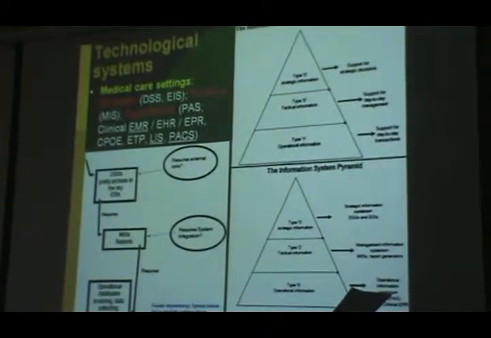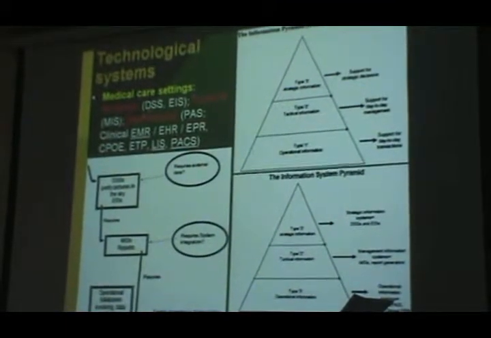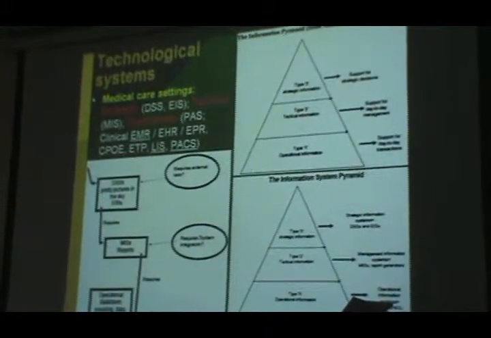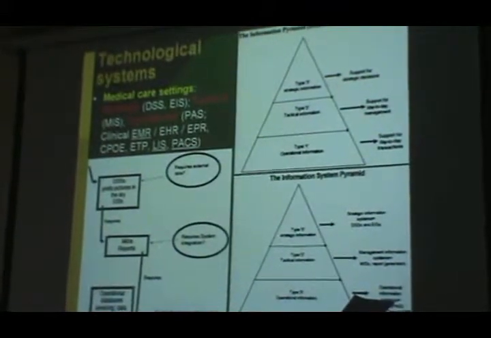A very good system is PACS, picture archiving and communication system. These are all examples of operational systems which you will be using. And some of these I've also had some experience in. So this is the information system pyramid, and these are the systems which work in all hospital settings.